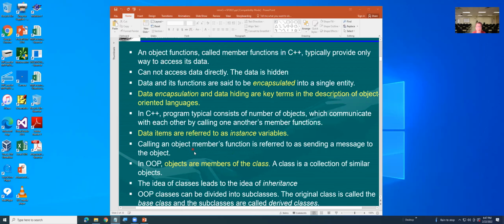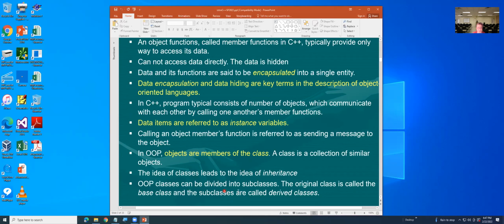Calling an object's member function refers to sending a message to the object. If you want to deposit, you have to call the function deposit. In OOP, objects are members of the class, so this will be more. Later on, if you want to be a programmer, then you have to learn more, like class and pointer, you can see a lot of things, okay?